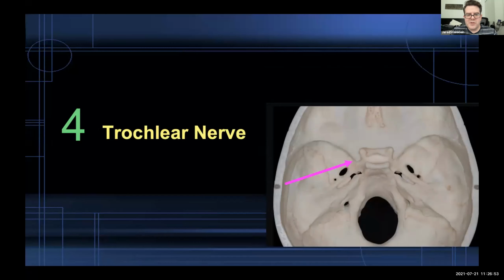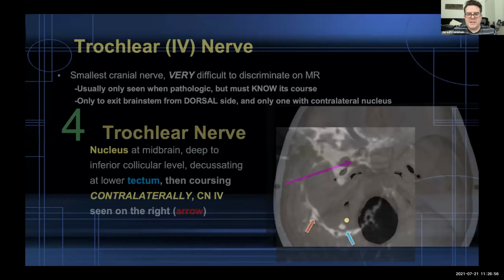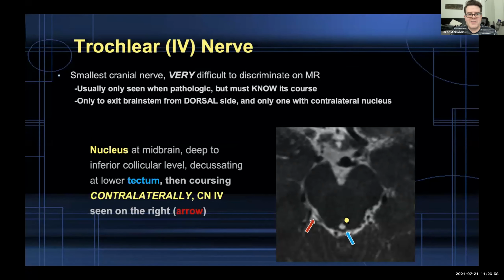Okay, 4, same hole, next. And it's very small. It's actually unique because it's the smallest one. It's very difficult, almost never seen on MRI. Only seen when it's pathologic. And it's the only one to come out the dorsal or the back side, which I'm pointing to, coming from the nucleus, and then the blue arrow shows it coming back and over to the other side, and red is where the nerve actually crosses. So it's contralateral. So if you have a fourth nerve palsy, you have to look to the other side of the brainstem. Next.